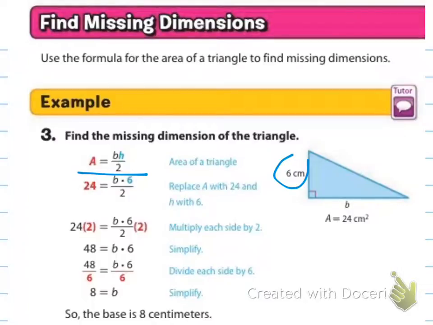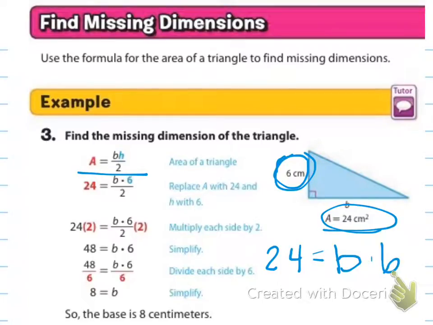So the book shows you area equals base times height divided by 2, and you substitute in what you know. We know that the height is 6, and the area is 24. And so our new equation is b times 6 divided by 2. And they're doing a multi-step equation, saying, okay, let's multiply both sides by 2 to get rid of the 2 and get the b by itself. But honestly, you can do 6 divided by 2. And that's what I would prefer to do. I would go ahead and take care of 6 divided by 2 right now.